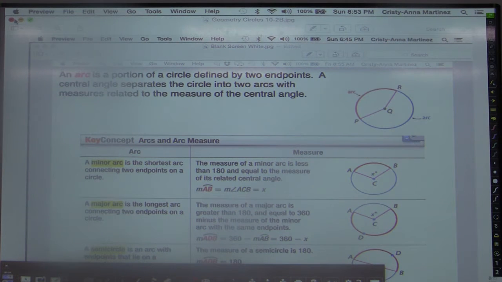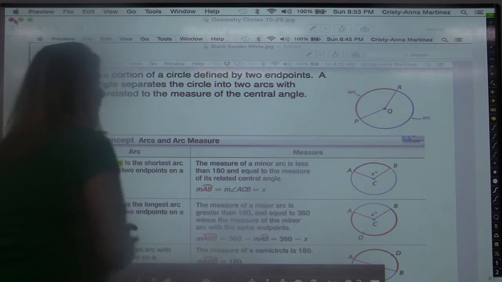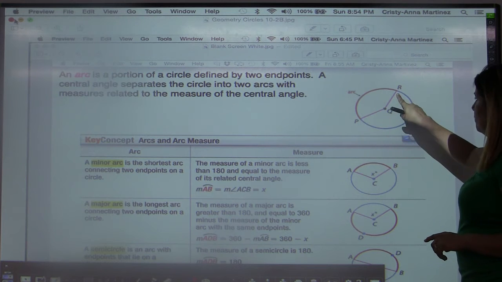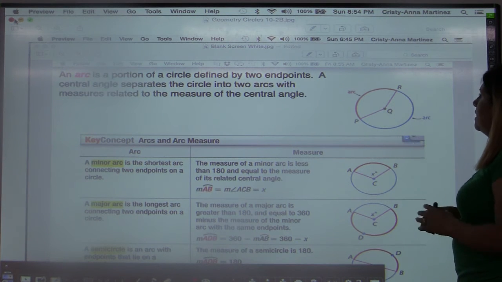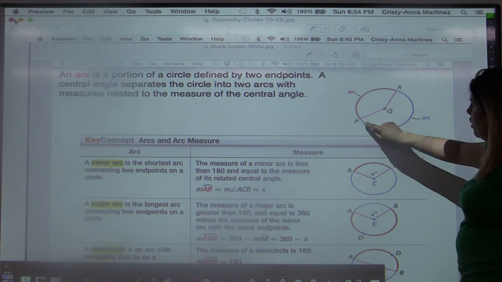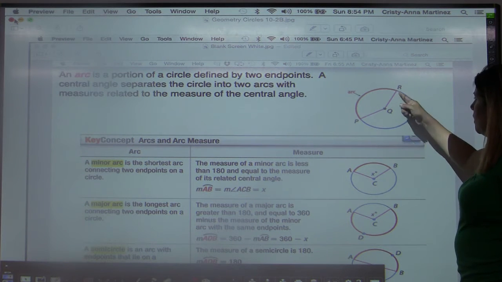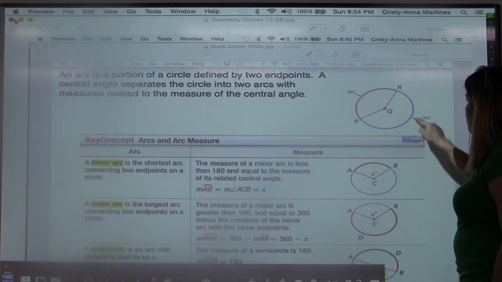An arc is a portion of a circle that is defined by two endpoints, and sometimes that can be confusing because with the same two endpoints you can have different arcs. You can see here that you've got an arc that has endpoints P and R. The red one here is an arc, but the same endpoints also make this blue arc.